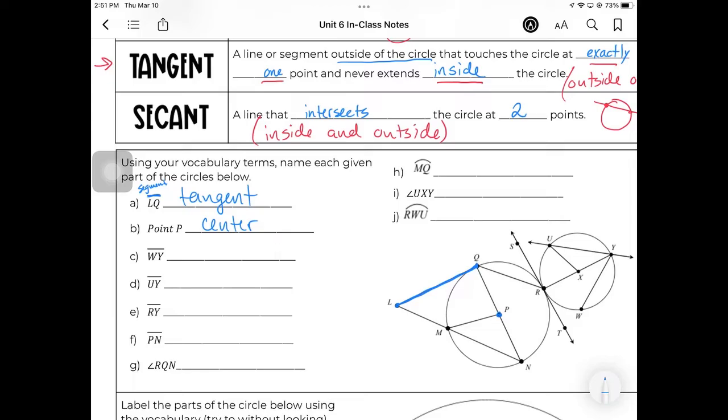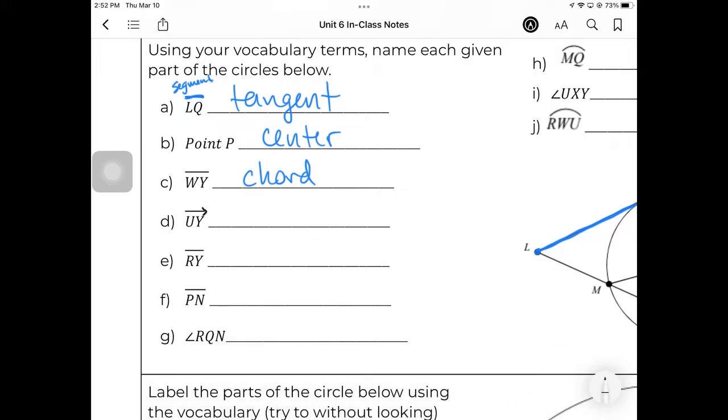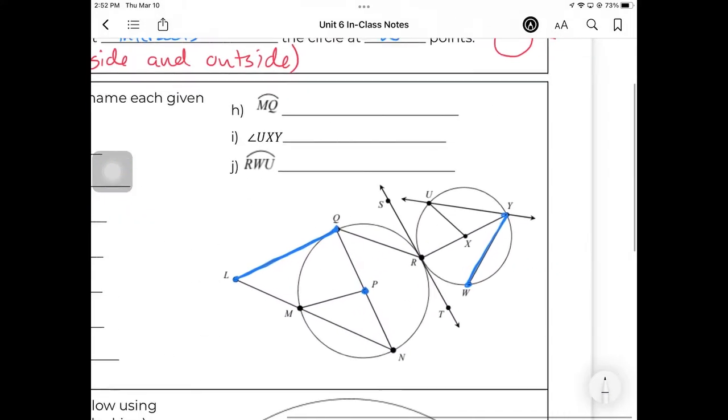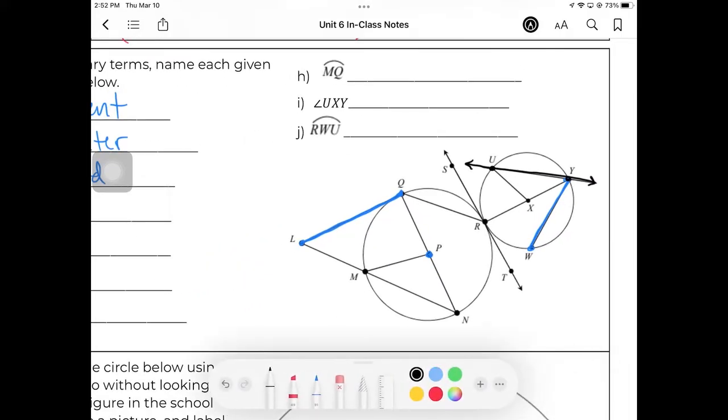Segment WY. WY over here on the right goes from W to Y. Endpoints are on the circle. It is inside only. That makes it a chord. Now, UY, this is actually a typo. Please make sure you make this change. UY has arrows at both ends, and if you look at the picture, that makes sense. UY is a line that goes all the way through the circle, but it is inside and outside and intersects the circle at those 2 places. That makes UY a secant.